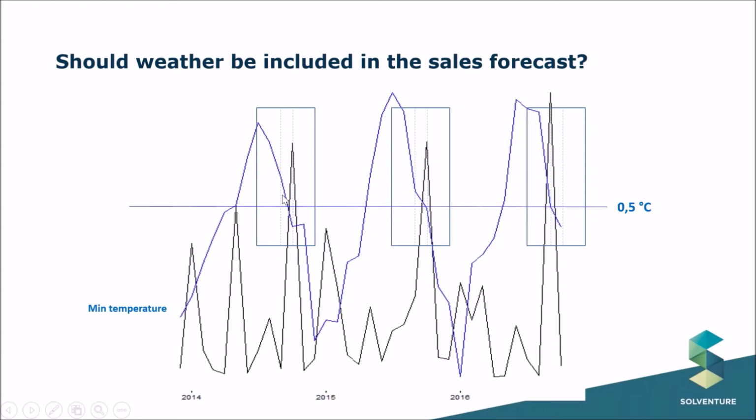Let's see what happens to the temperature. Well, if I look at 2014, I see that the temperature here in September is still quite mild, right? So this is the minimum temperature of September. It's still significantly above the 0.5 degrees. We see that in October here, the minimum temperature drops below the 0.5.